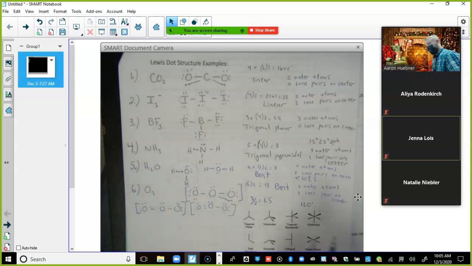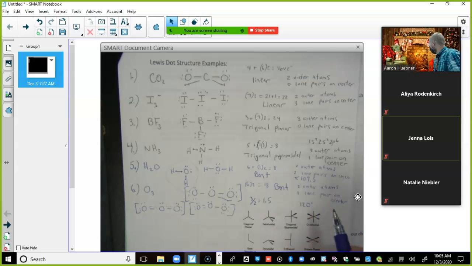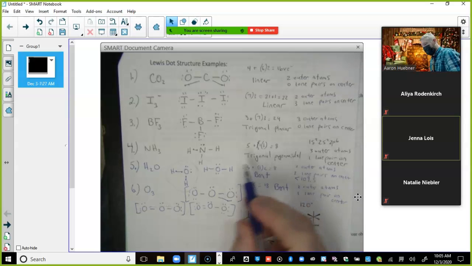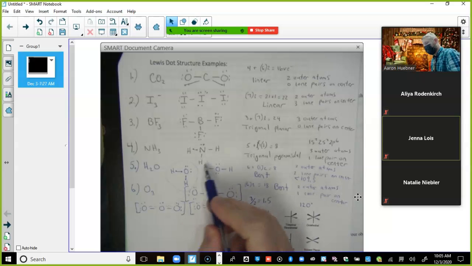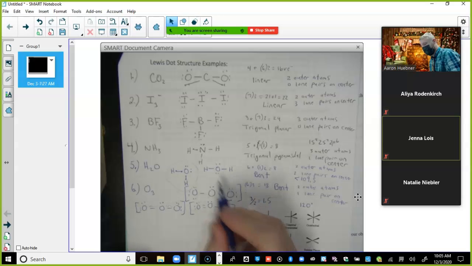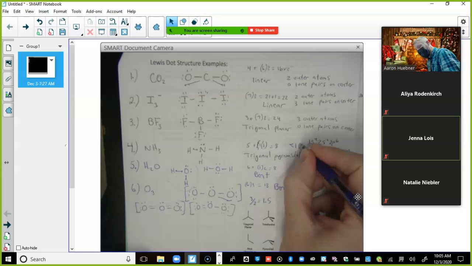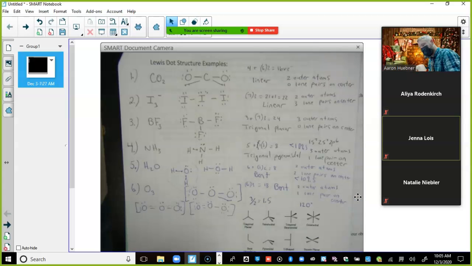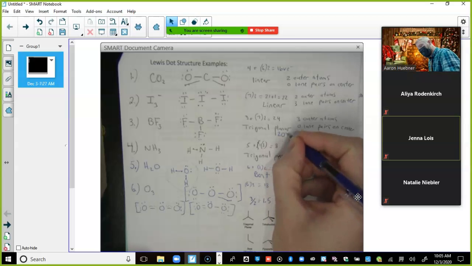Okay. Taking a step back, I forgot about all the bond angles for trigonal pyramidal. Trigonal pyramidal is going to be the same as bent with 2 lone pairs, because you got 1, 2, 3, 4 electron groups if you count the bonded pairs and the lone pairs. So it's less than 109.5. Trigonal planar is going to be 120 degrees.